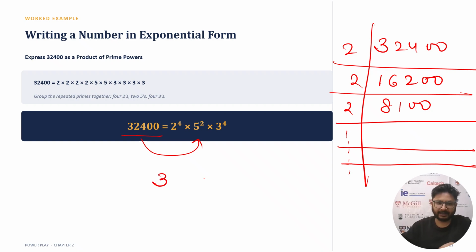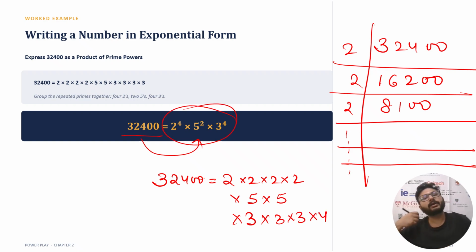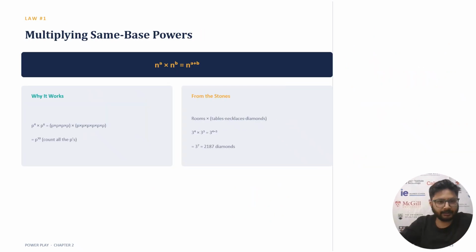And finally, your 32400 will come out to be 2 multiplied by itself 4 times, 5 multiplied by itself 2 times, and 3 multiplied by itself 4 times. That's why it is written that it is equal to 2 to the power 4 into 5 to the power 2 into 3 to the power 4. This is basically the exponential format of writing a number, or the prime factorized form.